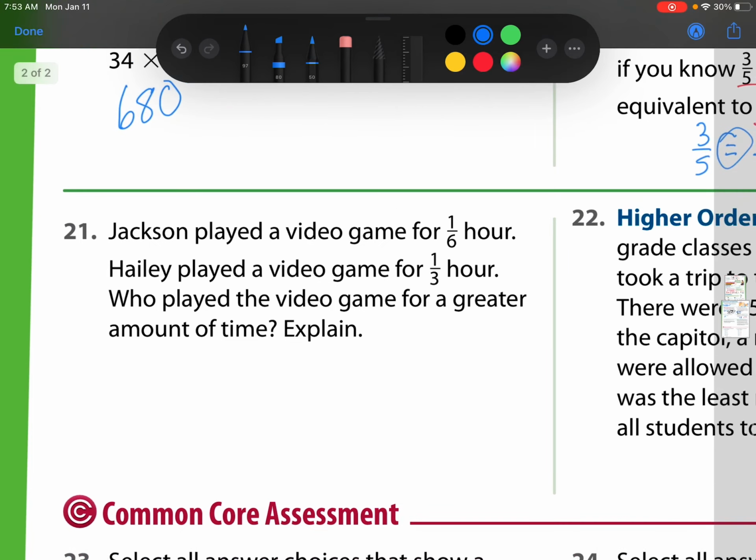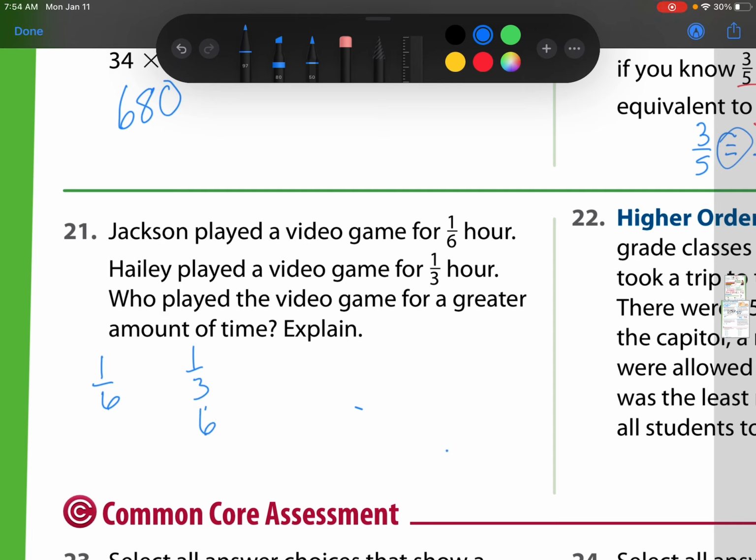Now let's head off to 21. We're almost finished. Jackson played a video game for 1/6 of an hour. Haley played a video game for 1/3 of an hour. Who played the video game for a greater amount of time? So let's see. We have to compare 1/6 and 1/3. So let's make our multiples. We start with that smallest one because it might repeat and show up here.